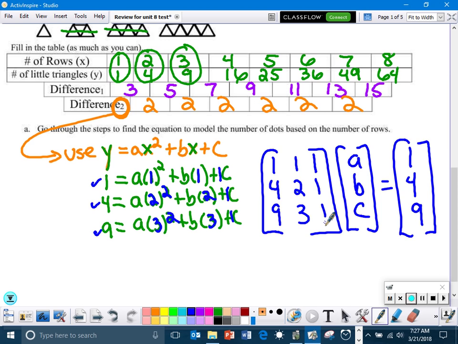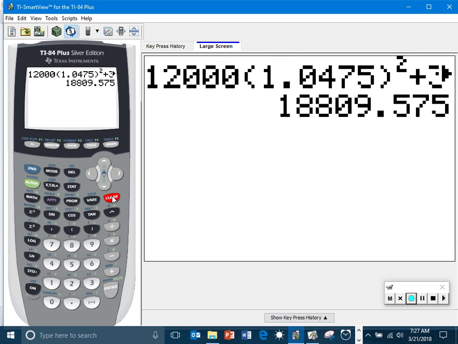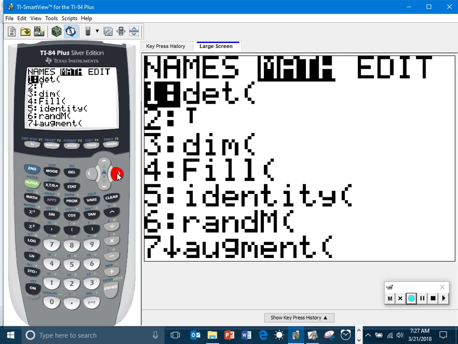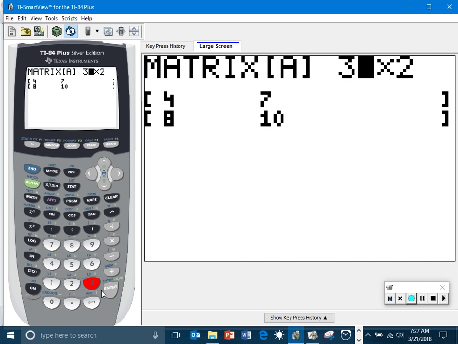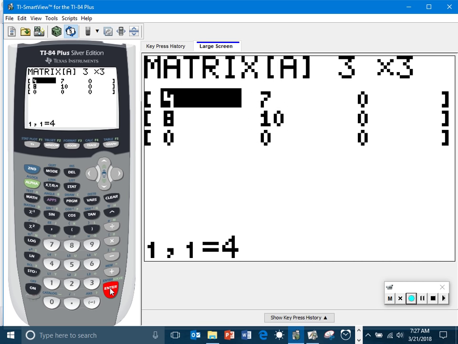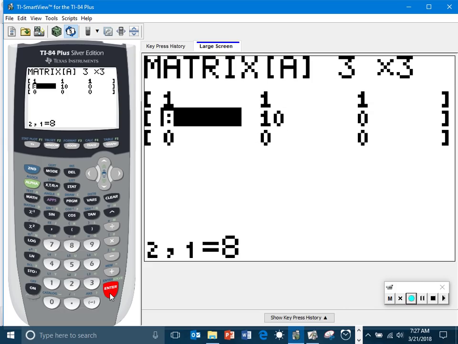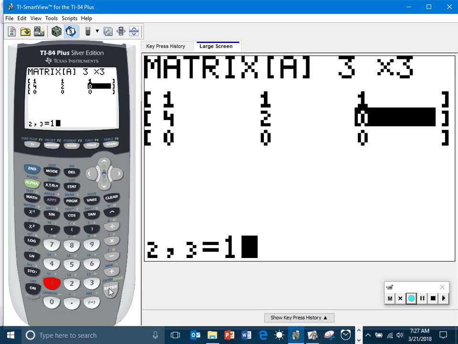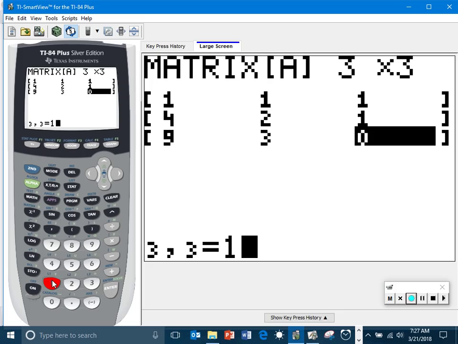So, to the matrix on our calculator. Here we go. Matrix, Edit. Number 1. This is a 3 by 3. The top row was 1, 1, 1. The next row was 4, 2, 1. The next row is 9, 3, 1.